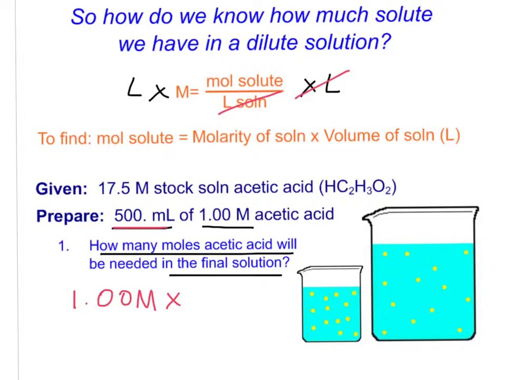Our volume is not in the right units. We want our volume to be in liters. This volume is in milliliters, so we can convert that. 500 milliliters is the same as 0.500 liters, right? And our answer here then will be 0.500 moles of acetic acid.